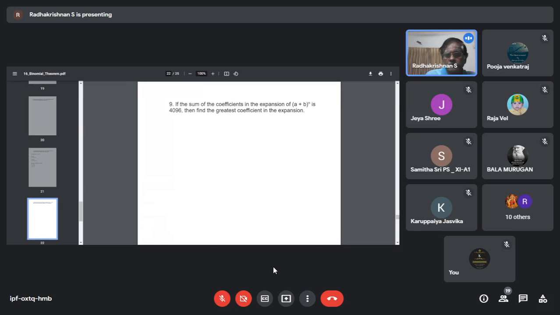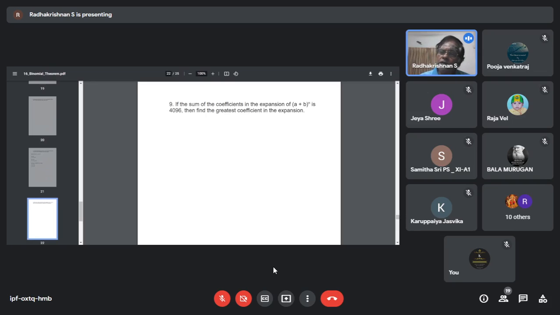It's not very difficult. If the sum of the coefficients in the expansion of (a plus b) to the power of n is 4096, then find the greatest coefficient in the expansion. This is actually a problem IIT asked. So what is the formula for the sum of all the coefficients? It's going to be NC0 plus NC1 plus NC2 and so on up to NCn. That is what the sum of the coefficients means.